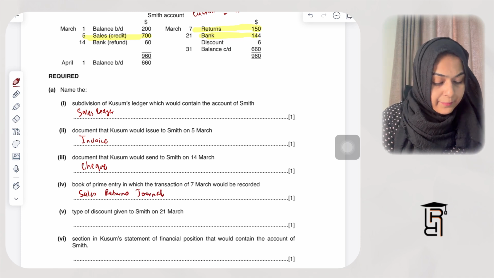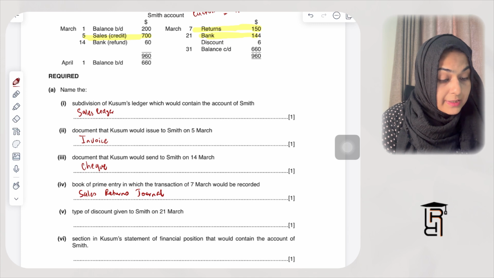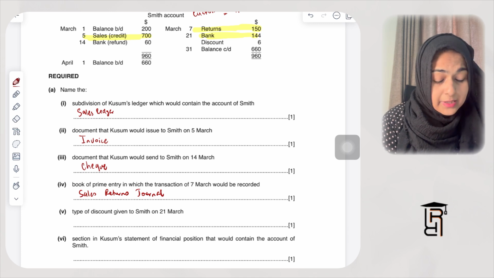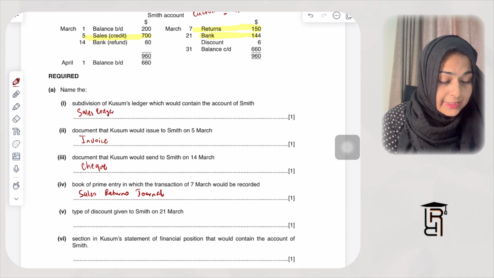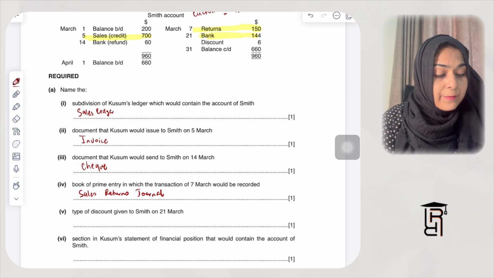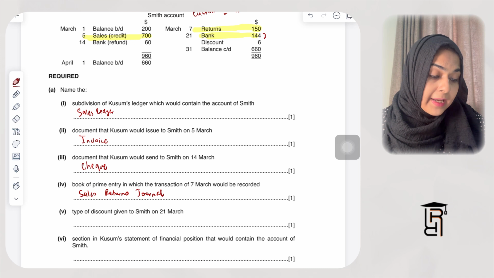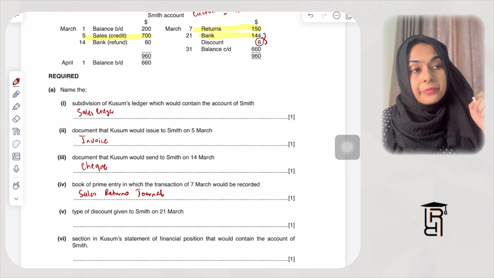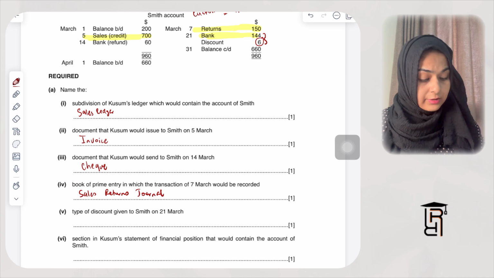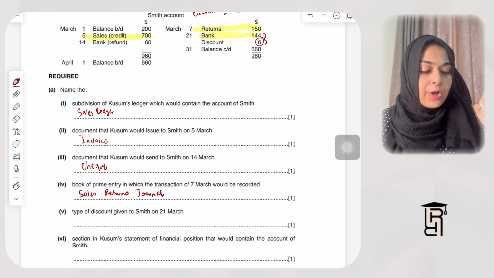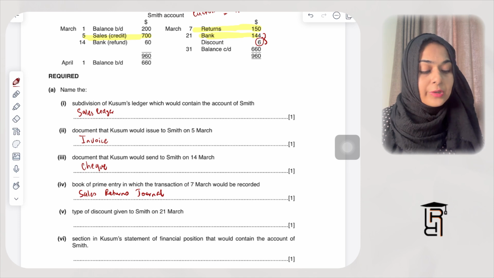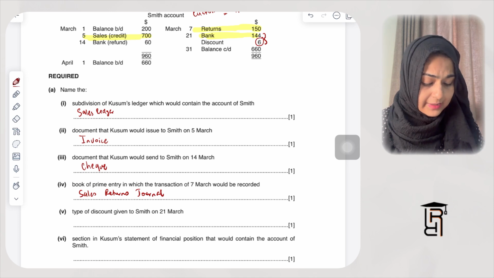Then they're saying type of discount given to Smith on 21st March 2018. You will see this discount in the T account. A discount which is not recorded is the trade discount. On March 21st, because Smith is paying Kusum, the discount that is given at the time of payment is a cash discount. So I'm going to write here: cash discount.